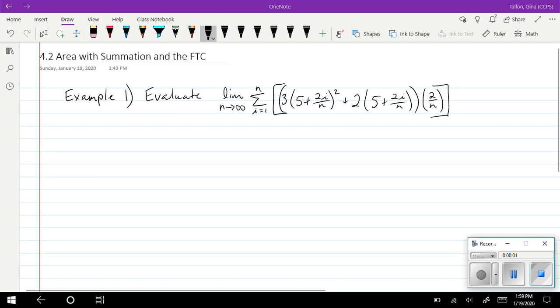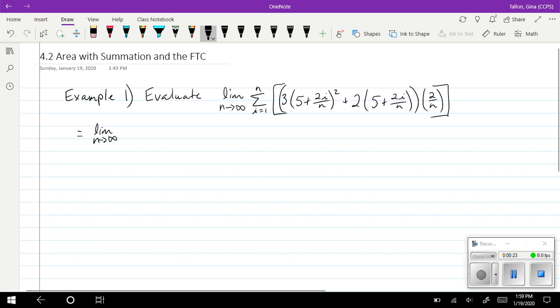Okay, AP Calculus students, we are going to continue working on 4.2, area with summation, and the Fundamental Theorem of Calculus. For our first example, I'm asking you to evaluate the following limit as n approaches infinity. To do this, we're going to have to repeat writing this limit here as n approaches infinity numerous times.